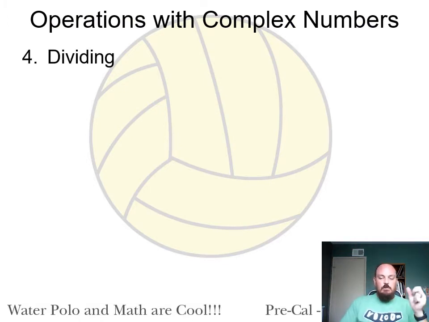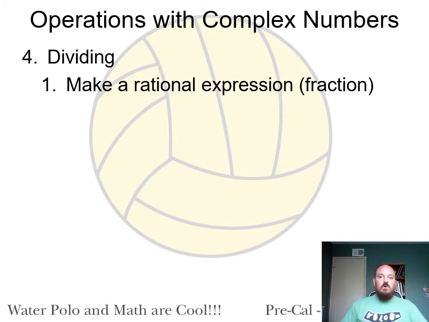So this is number 4. Numbers 1, 2, and 3 we grouped together. Add, subtract, multiply. We said, okay, we can kind of do that pretty easily. To divide complex numbers, number 1, if it's not already like that, write it as a fraction. Remember, fractions mean divide. So if it's actually written out with the division symbol, 2 plus 4i divided by 5 minus 7i, put the first one over the second one.